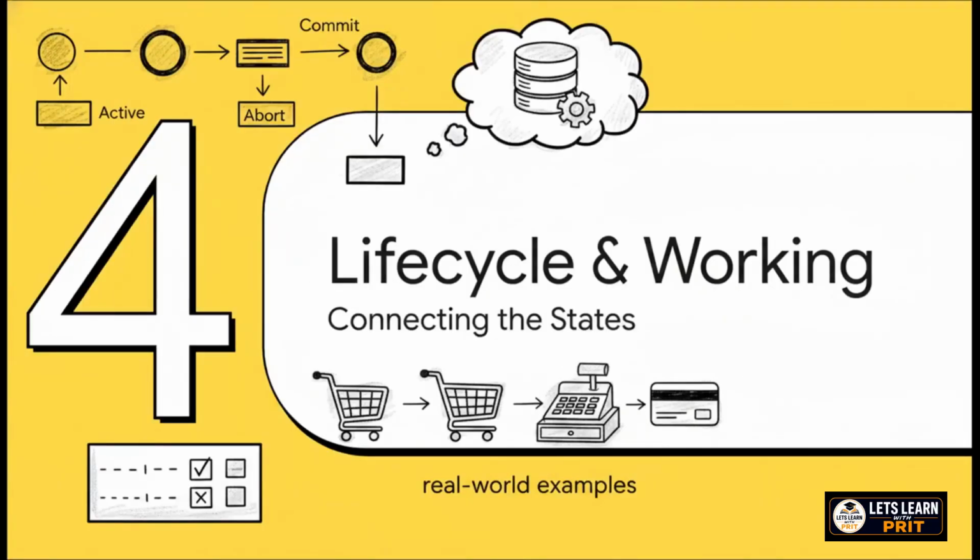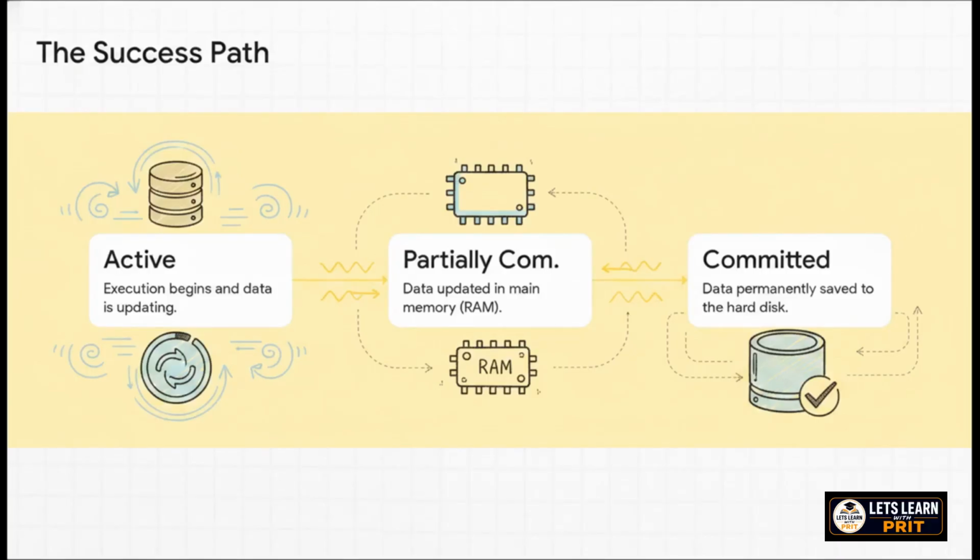Which brings us to the climax of the concept. Section 4, Lifecycle Diagram and Working. Let's walk through the happy path first, the success path. You place that online shopping order. The second the process starts, the system instantly jumps into the active state.